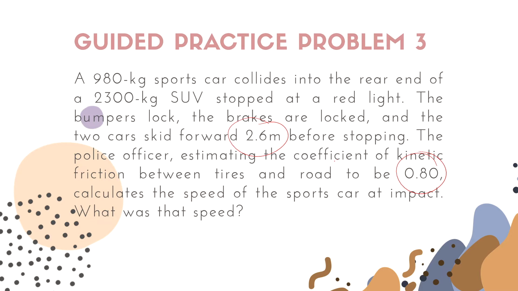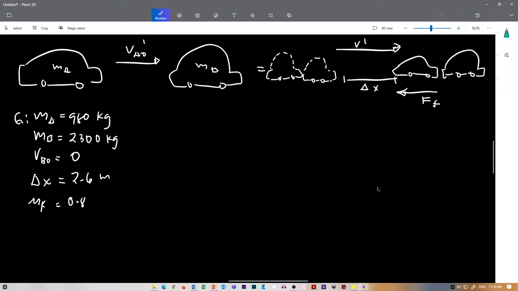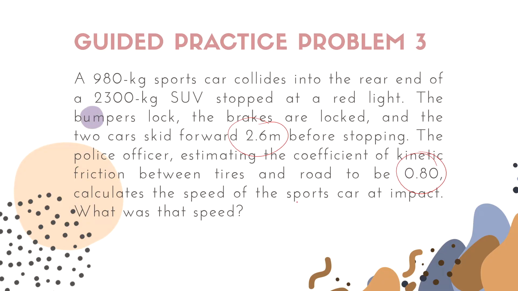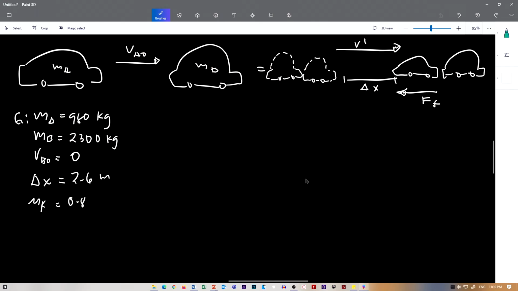So we're asked to calculate the speed of the sports car at impact. That would be the velocity of the car, which is this one. You got that? What is being asked is to calculate the speed of the sports car at impact. So that means we're going to look for this one. That will be your required.